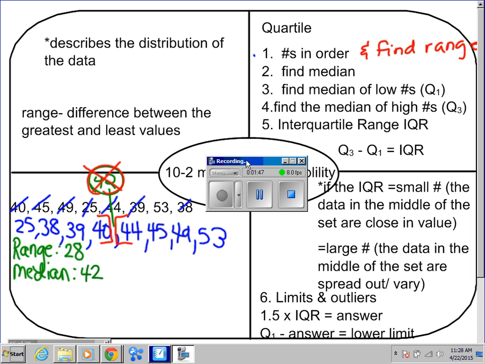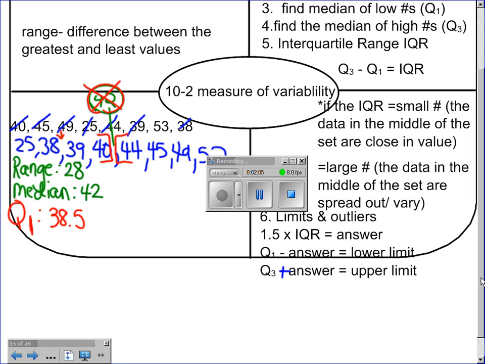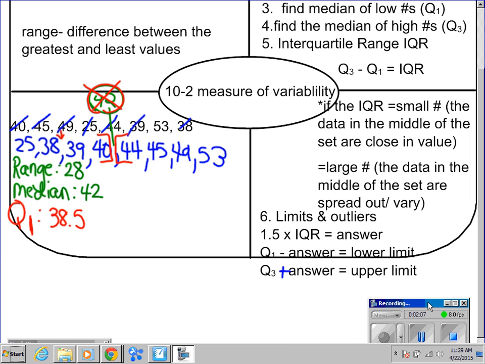The next thing we're going to solve for is called your Q1, which is basically finding the median of the first set of numbers. So you find your median, it falls between these two, and you would have 38.5. Okay, we're going to move down farther. Now we need to find our Q3, which is basically the median of the higher numbers. So it falls between the 45 and the 49. So halfway between would be what?